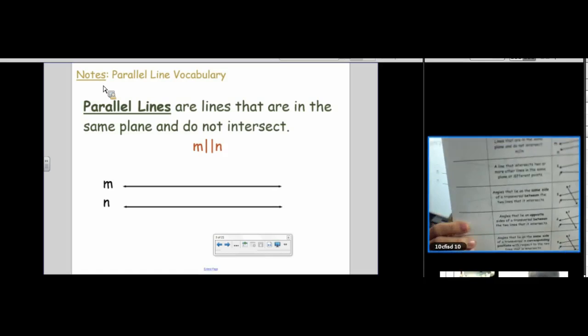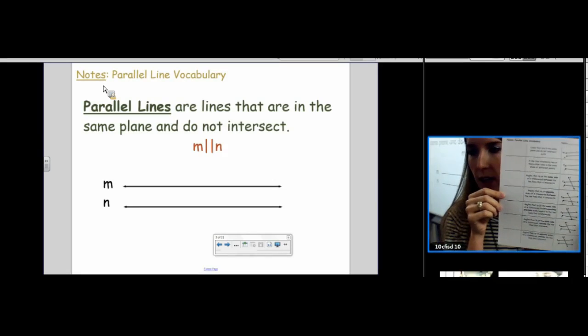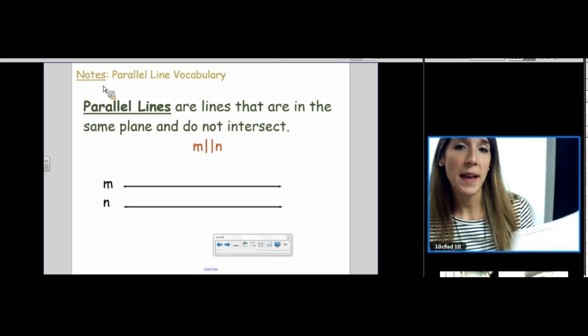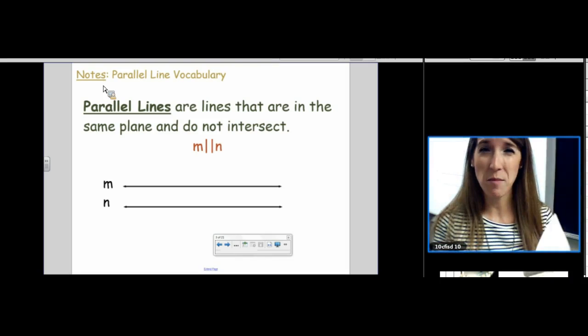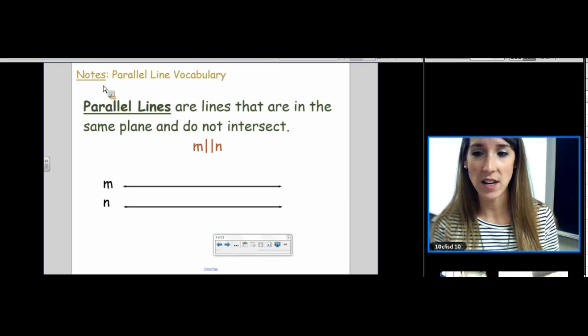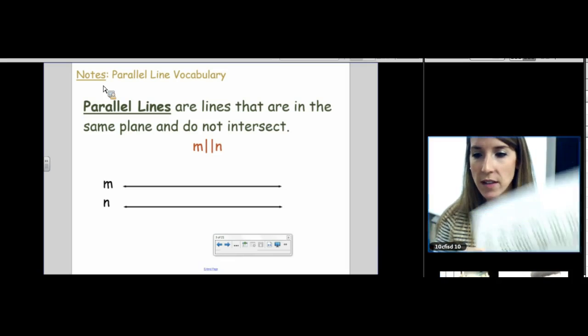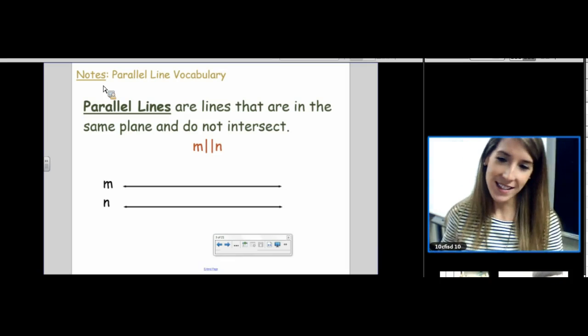I need you to get out your notes that look like this. It says parallel lines vocabulary. And if you want to use a marker or colored pencils or anything to fill this in, to me, colorful notes are way more fun to study than just black and white notes. So if you have a highlighter or a marker or a colored pencil, this would be a good time to use it. Or like gel pens, or whatever.